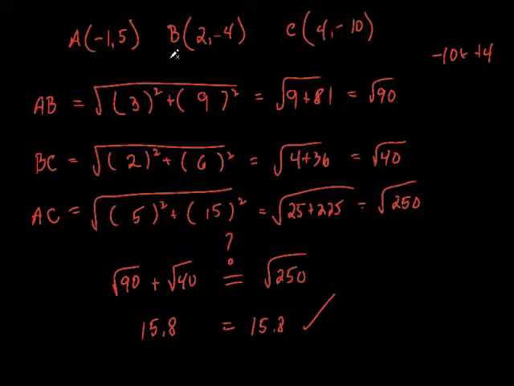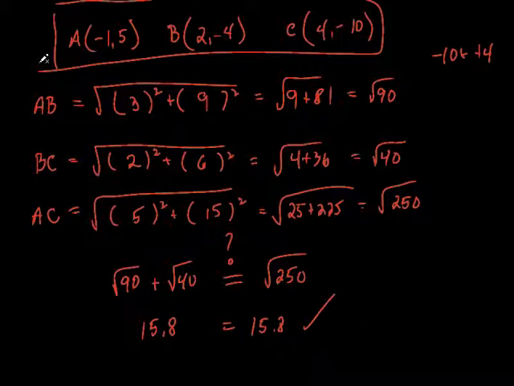Got it? So, just a quick review. How did we figure out if it made a right triangle? We found the three distances, and then we had to go a squared plus b squared equals c squared, right? We took the two smaller ones, squared them, added them up, and they had to equal the largest side squared. If they do equal, then yes, it's a right triangle.